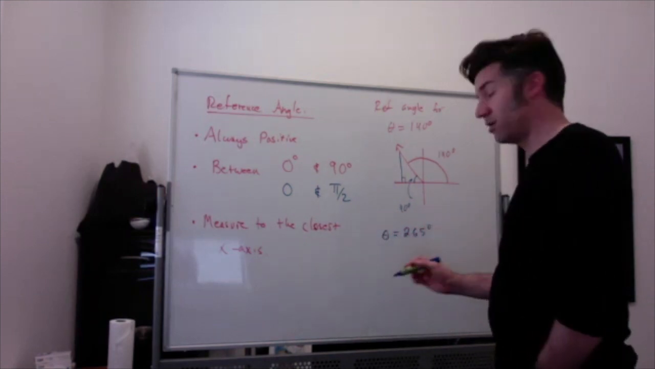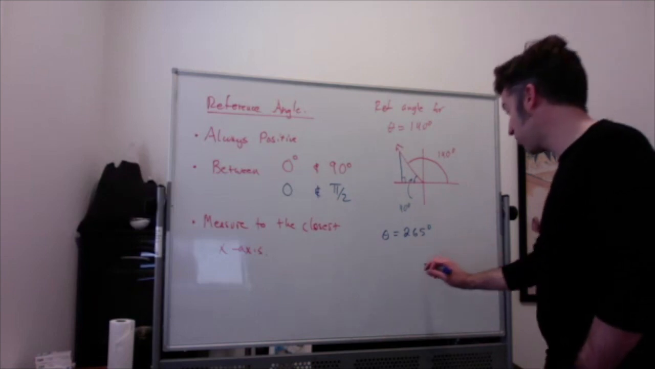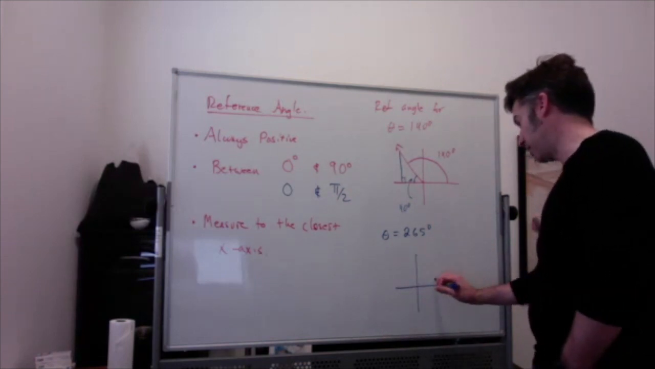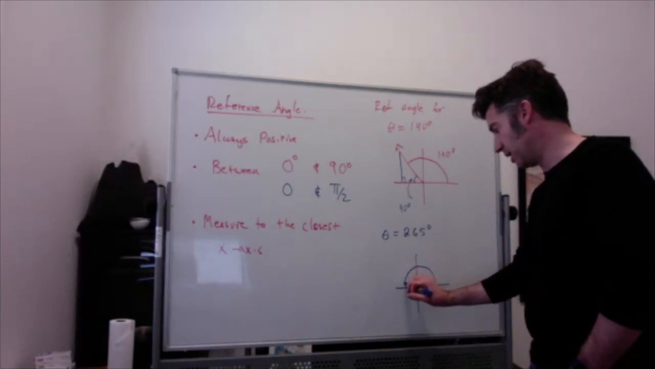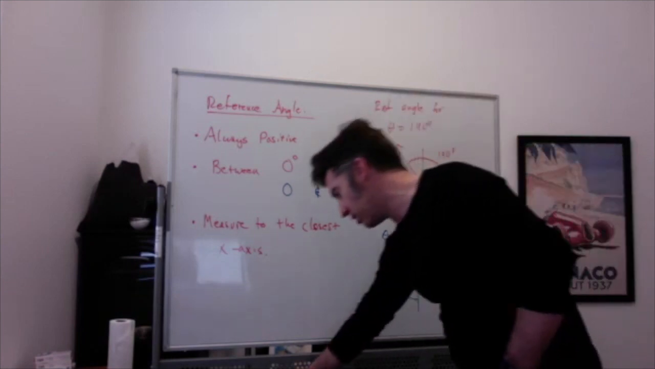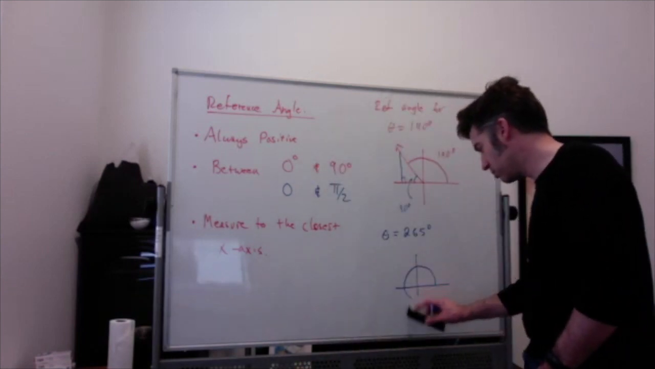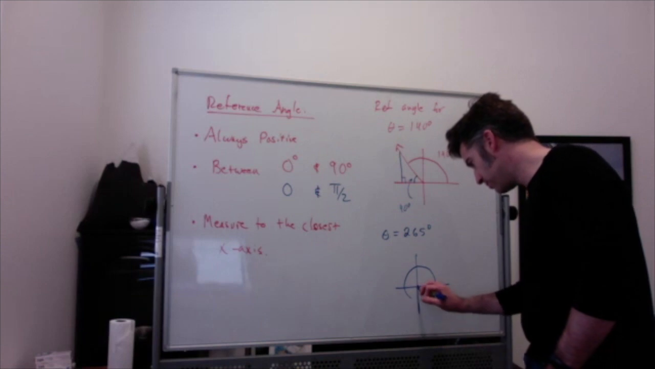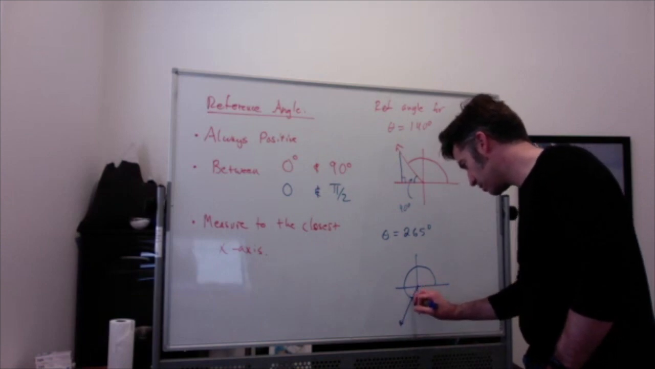Or what if I said my angle was 265 degrees? Well, 265 degrees is in the third quadrant, right? I go 90, 180, 270. Oh, 270 is too much. So 265.